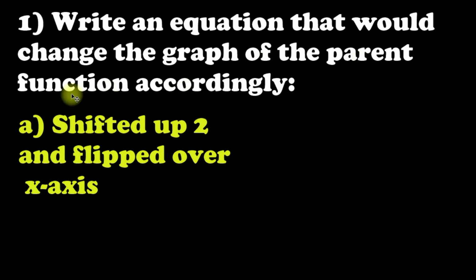So here's the first one. We have a and b for this one. So how do I come up with a new function? Okay, a new equation to show this. Okay, so from the parent function, it's shifted up 2 units and then flipped over the x-axis.